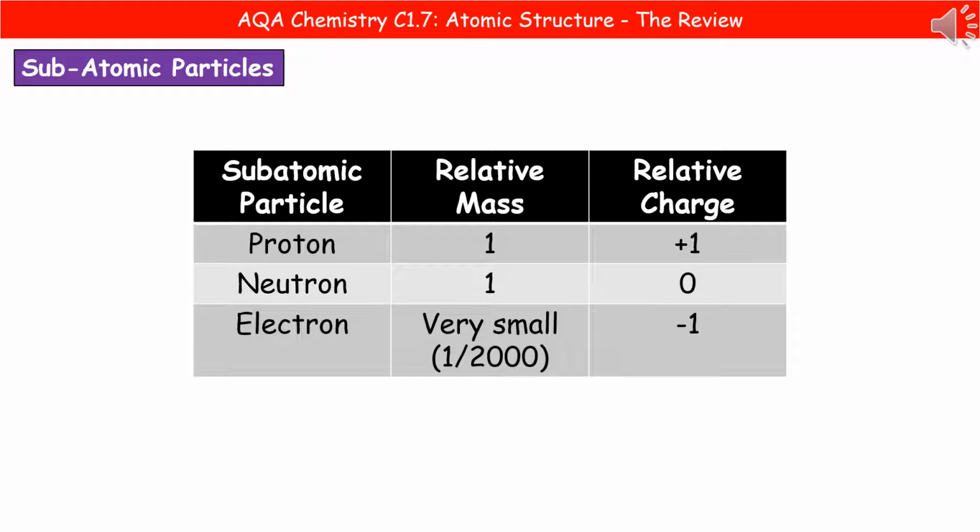So if we think about a proton first of all, that's got a relative mass of 1 and the relative charge is +1. The neutron has a relative mass of 1 and a relative charge of 0, so think neutron, neutral. And then the electron, its relative mass is very small. If you want to be a little bit more specific, it's 1/2000, and the relative charge is -1. So make sure you know the charges and the masses for the 3 subatomic particles.